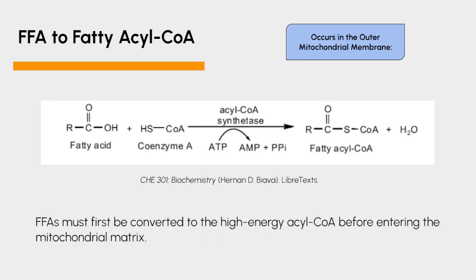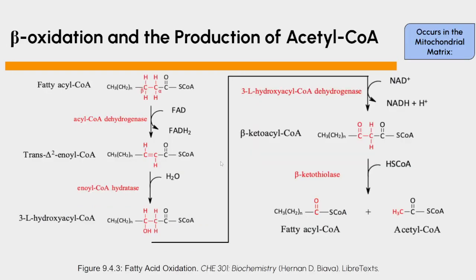The FFAs must first be converted to a high-energy acyl coenzyme A before entering the mitochondrial matrix. This conversion happens in the outer mitochondrial membrane. This is the pathway for the beta oxidation of the fatty acyl coenzyme A, which produces the acetyl coenzyme A.